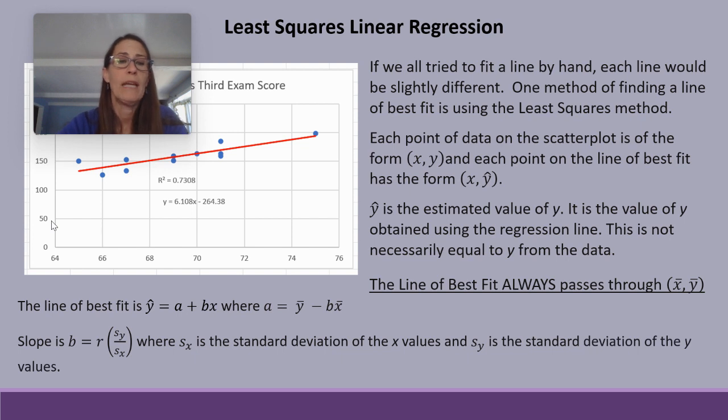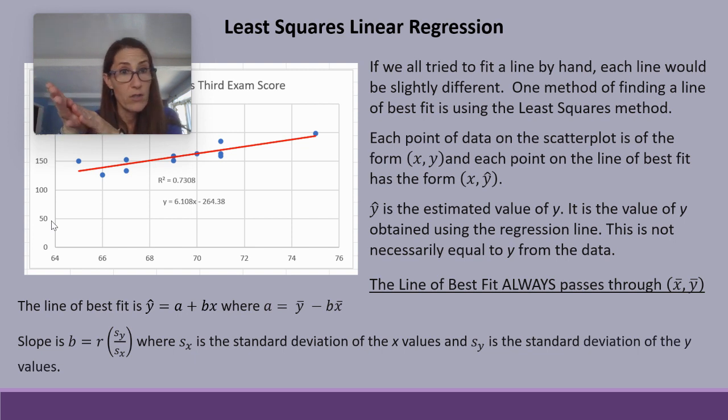B is our slope, and that's equal to r times s sub y divided by s sub x, where s sub x is the standard deviation of the x values, and s sub y is the standard deviation of the y values. So you can start to see that if you're going to do this by hand without Excel, you have to do a lot of math to come up with these things.